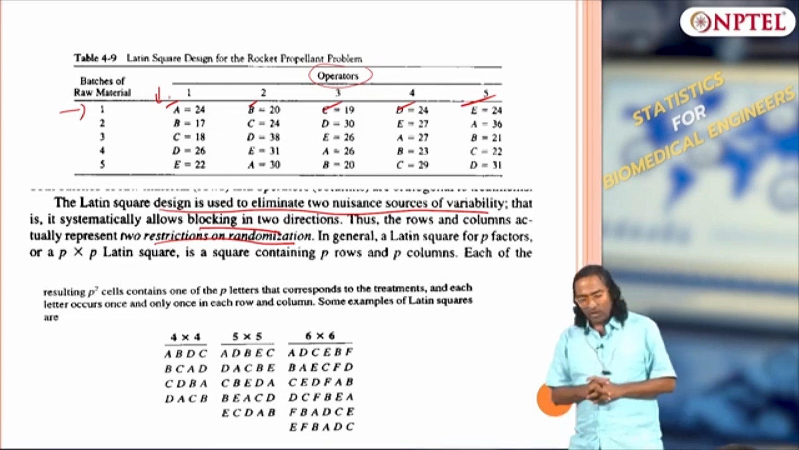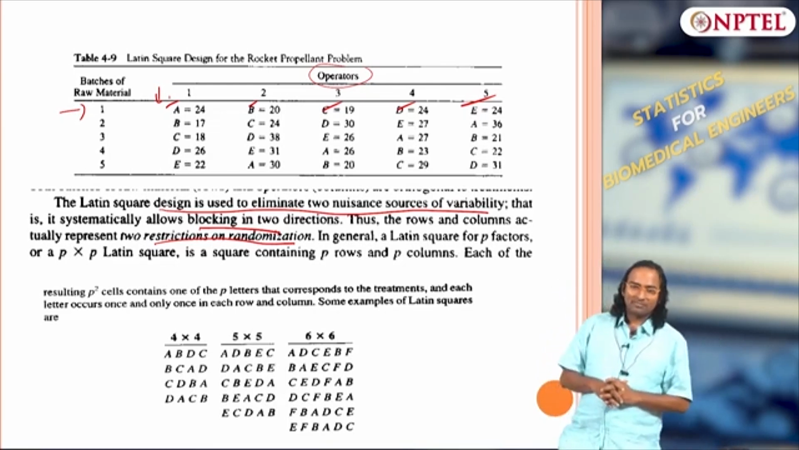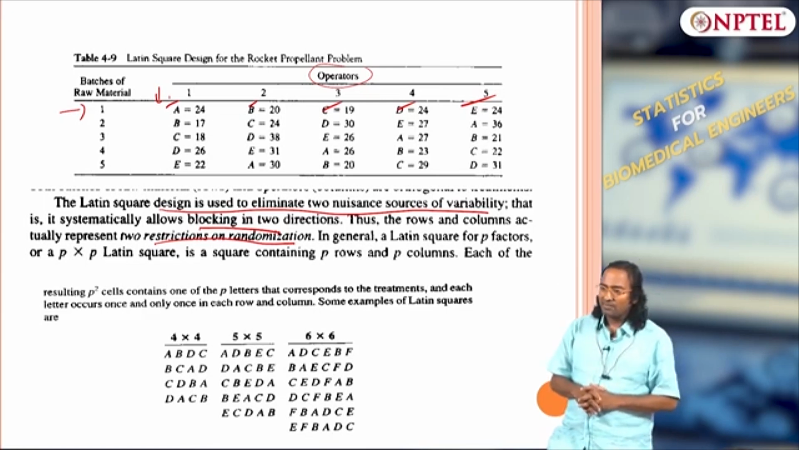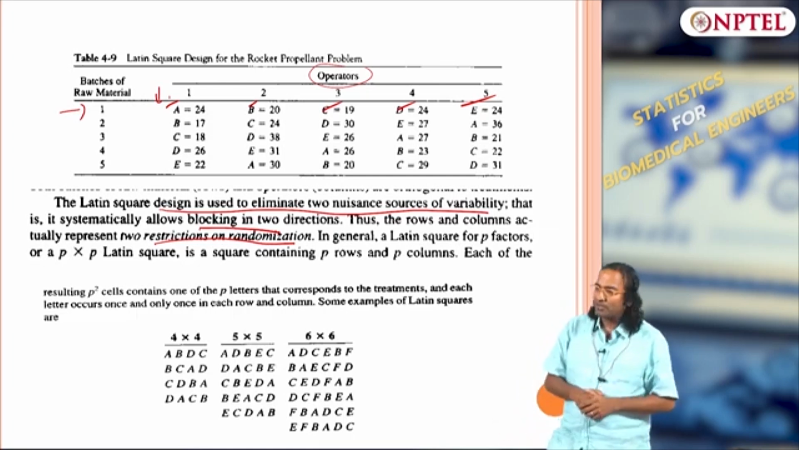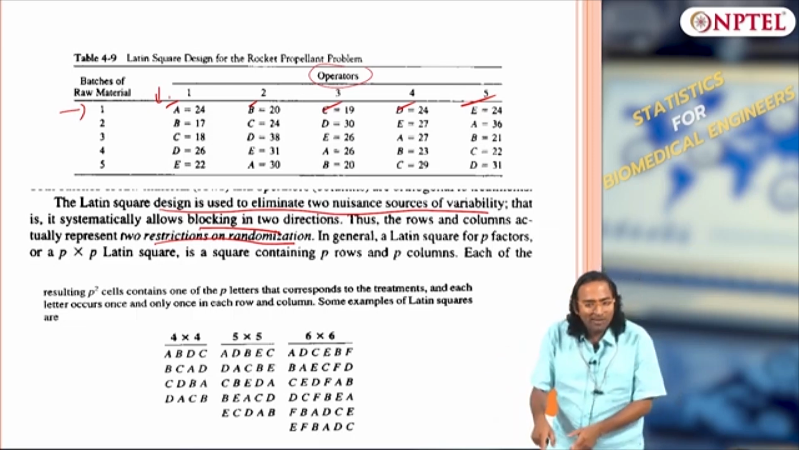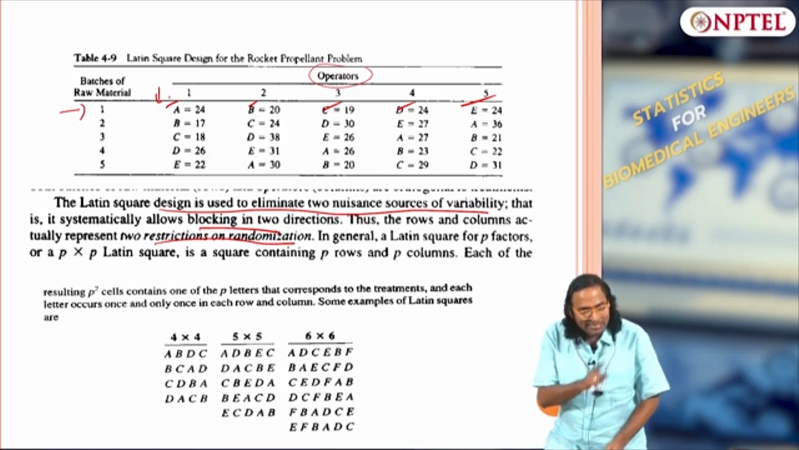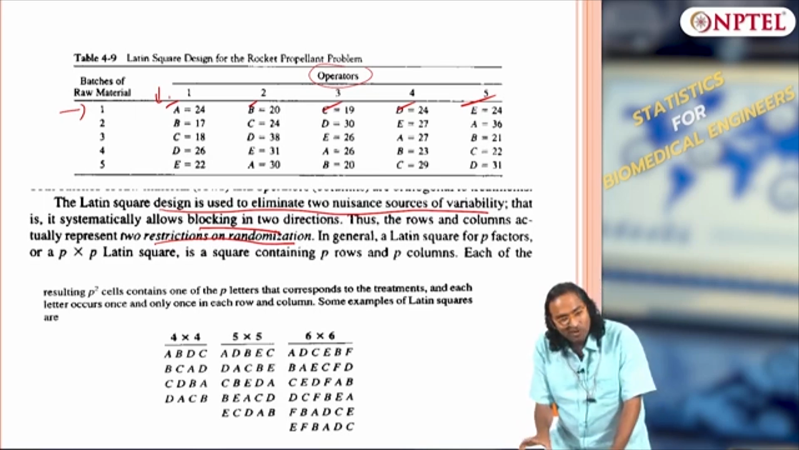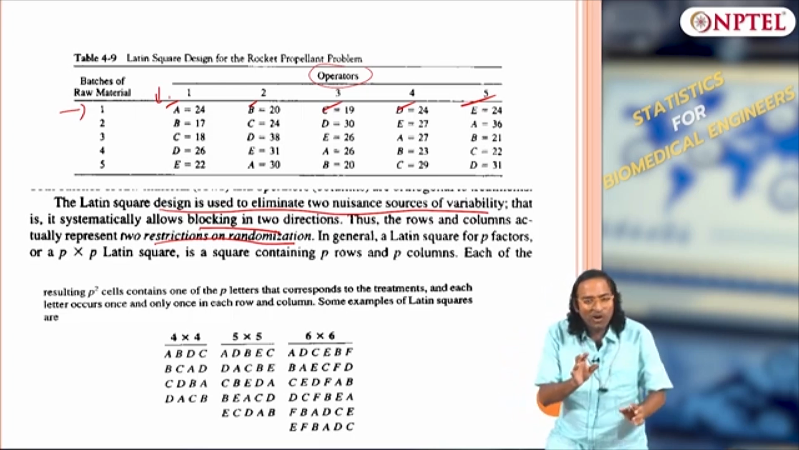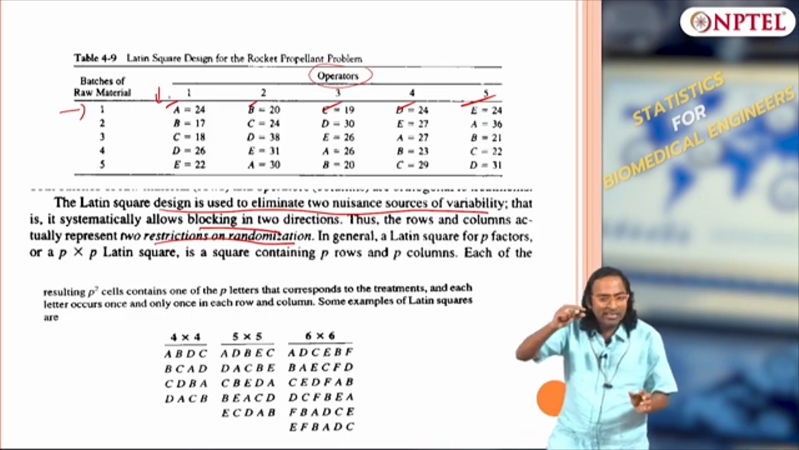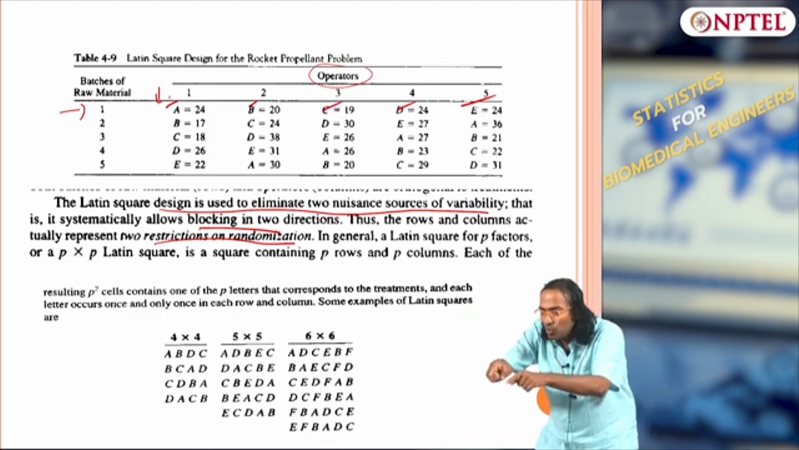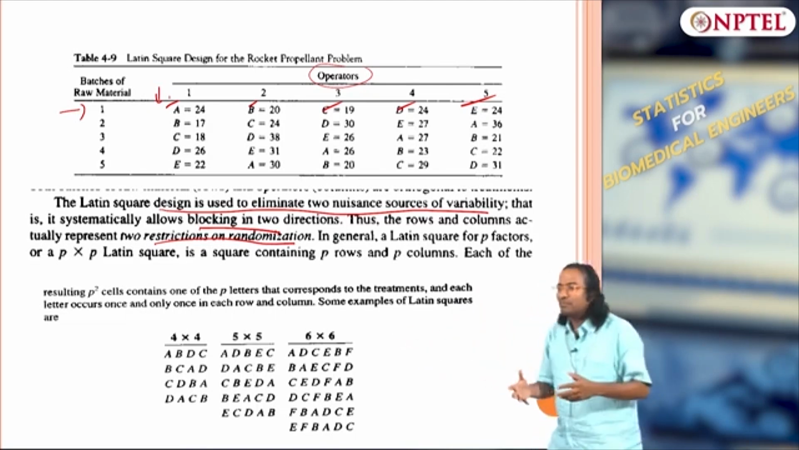Is there any reason why it is a square design? Why is it a square? I cannot have a non-square design here. Imagine if I have more rows, what will happen? Look at this, there is an interesting thing. A, B, C, D, E is 1 row, complete. B, C, D, E, A is another. So each row has all the treatments of interest.